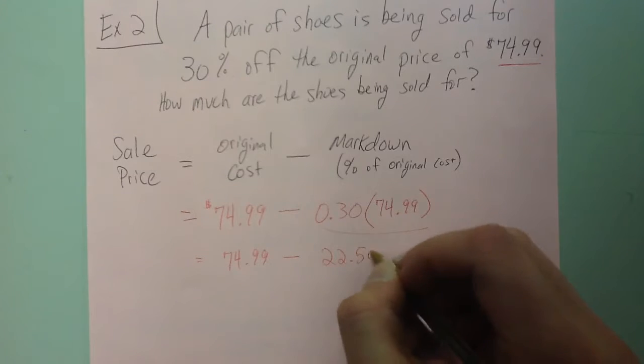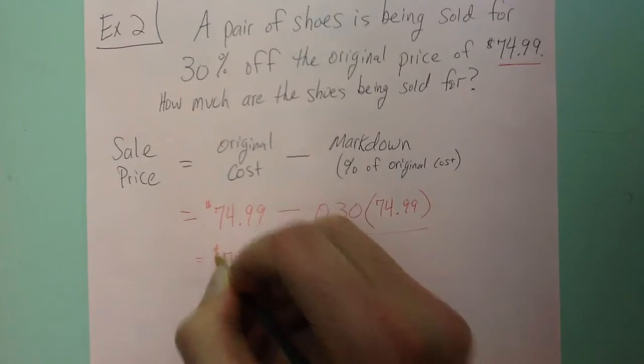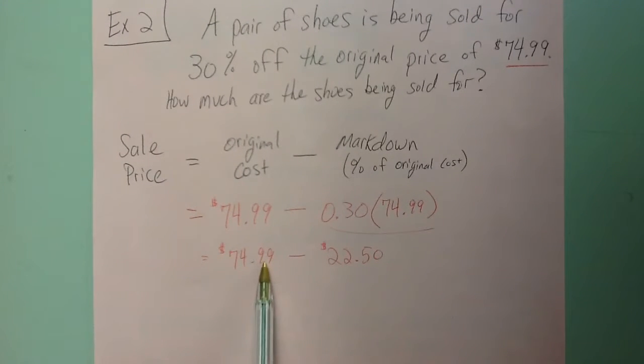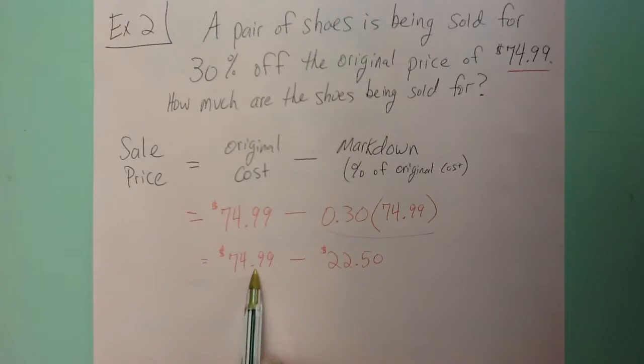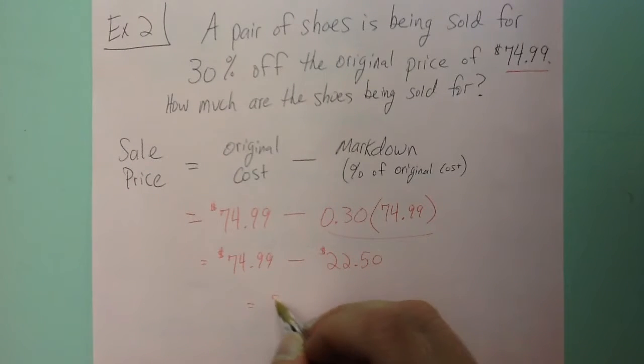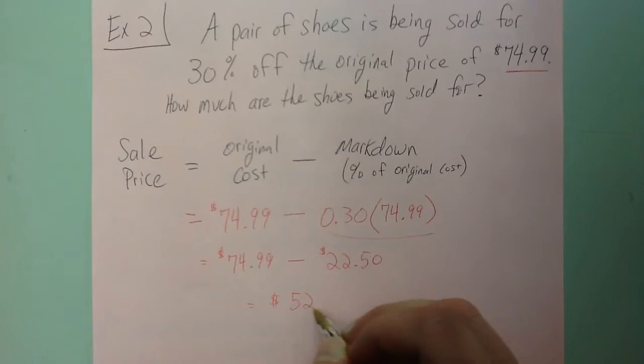Okay, so I follow order of operations. I take $74.99 and I subtract this 0.30 times $74.99, which will give me $22.50. This tells me the amount that is taken off of the price. If this is the original cost and there's a 30% markdown, or a sale for 30% off, that tells me that $22.50 is being taken off of the original price. So if I subtract $74.99 minus $22.50, I will get $52.49.